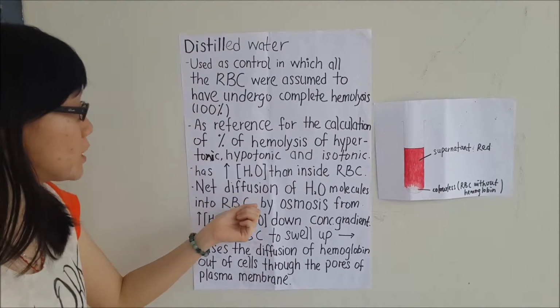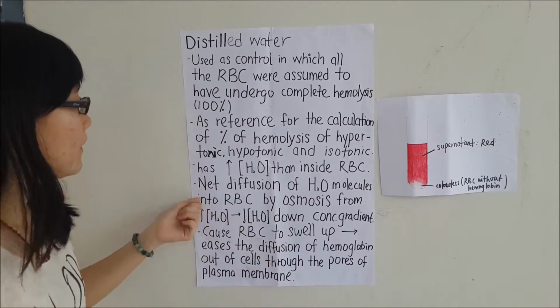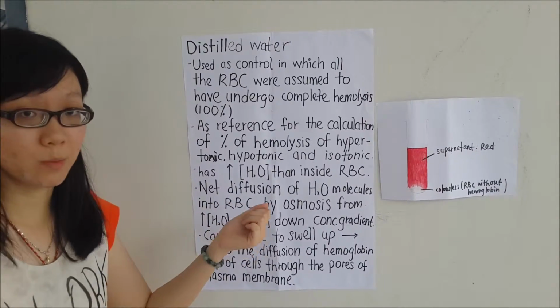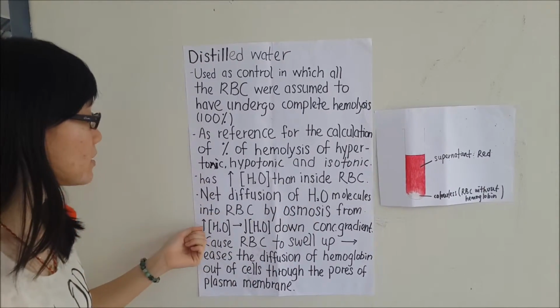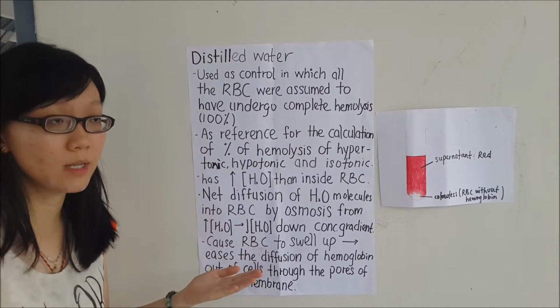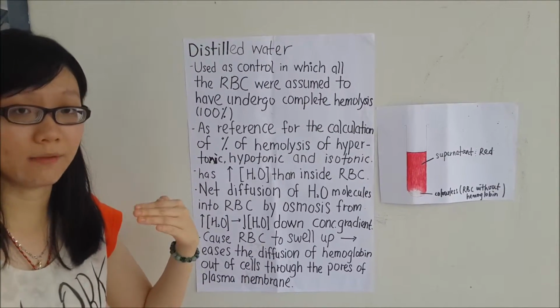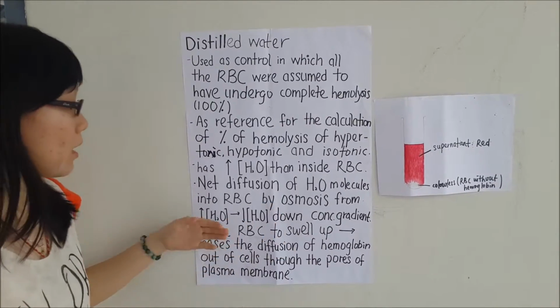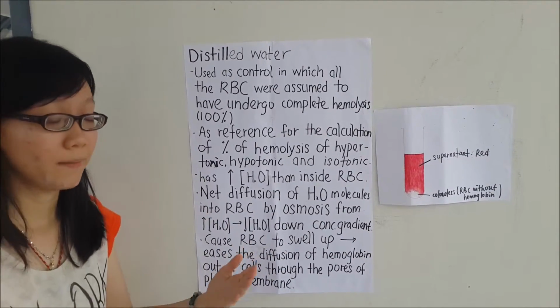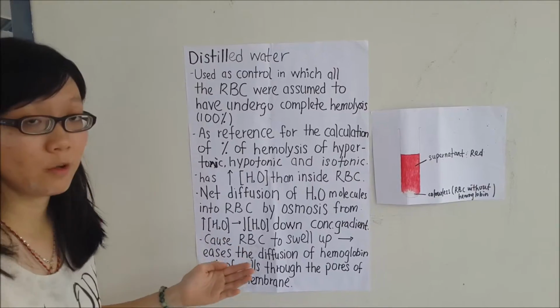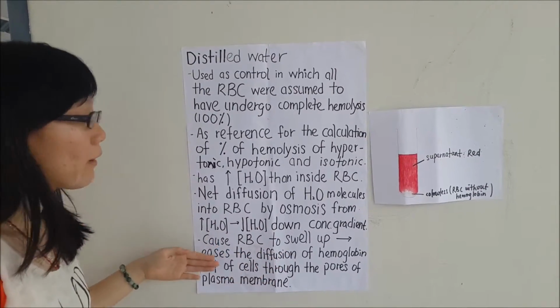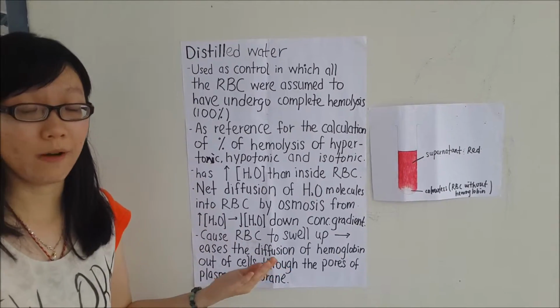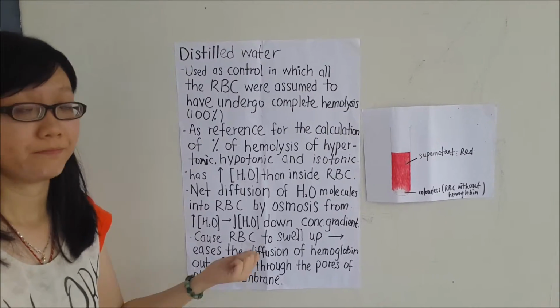There will be a net diffusion of water molecules into the red blood cells by osmosis, from the high concentration region of water molecules to the low concentration region, down the concentration gradient. This will cause the red blood cell to swell, and as a result, ease the diffusion of the hemoglobin out of the cells through the pores of the plasma membrane.